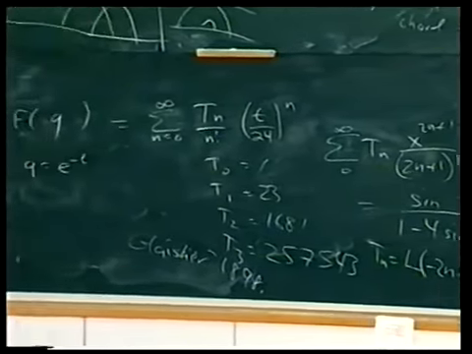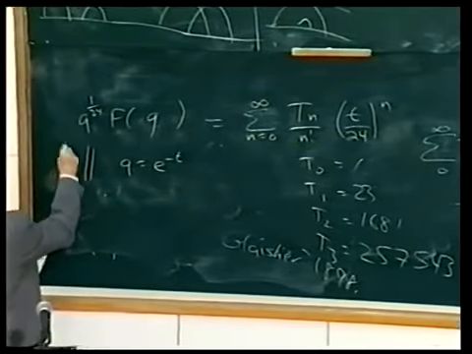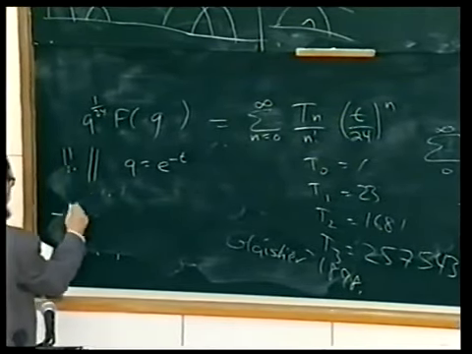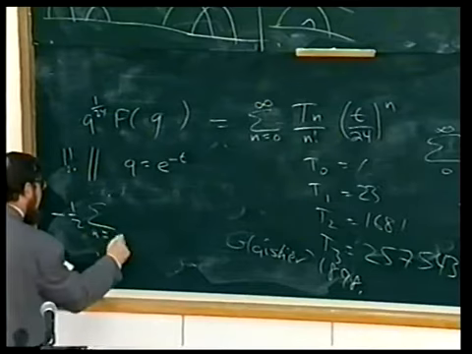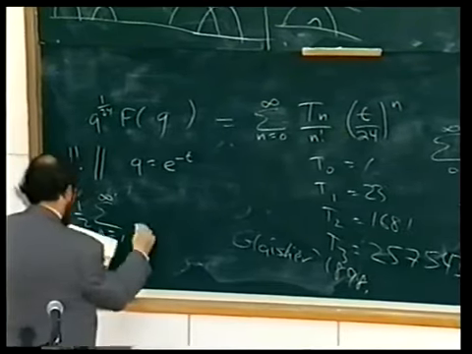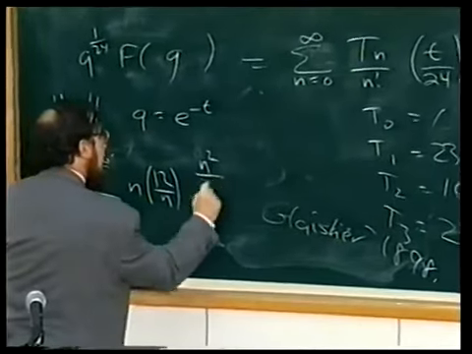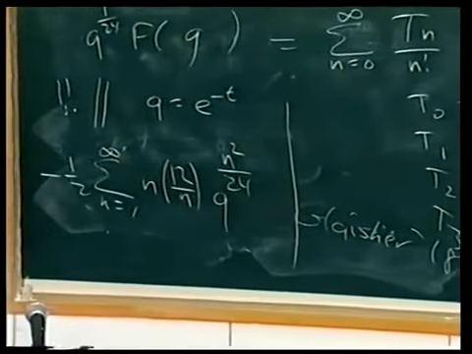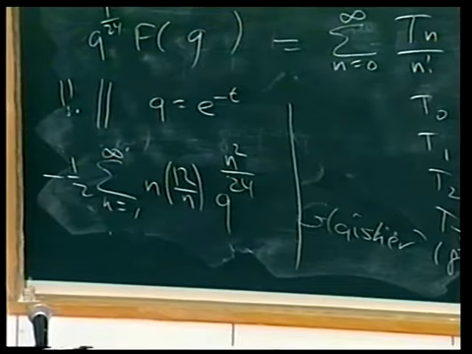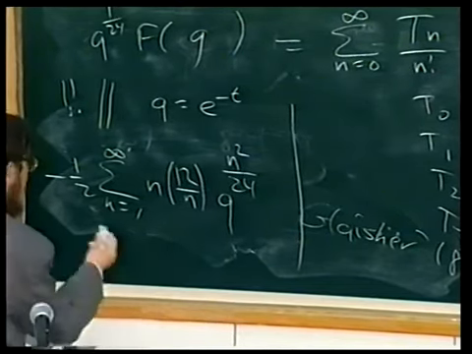is that this thing is really equal, in some very bizarre sense, to minus a half times the sum of n times that same 12 over n times q to the n squared over 24. In other words, you take the same expansion we had for the Dedekind eta function, you multiply the nth term by n. So this is very strange.